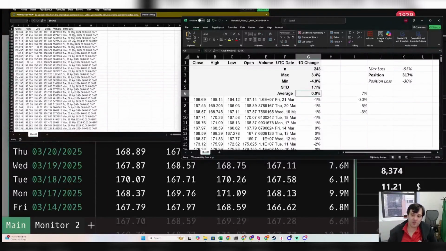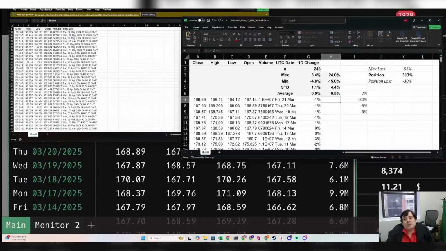The mean return on Procter & Gamble is literally 0% per day. The standard deviation is 1.1%. Massively different, right? What was it for the max for Palantir? 24%. The downside was what? -13 or -15. The standard deviation, positive 4.4, I think. And the average was something like 0.5%. Look at how different those are. Totally different complexions.